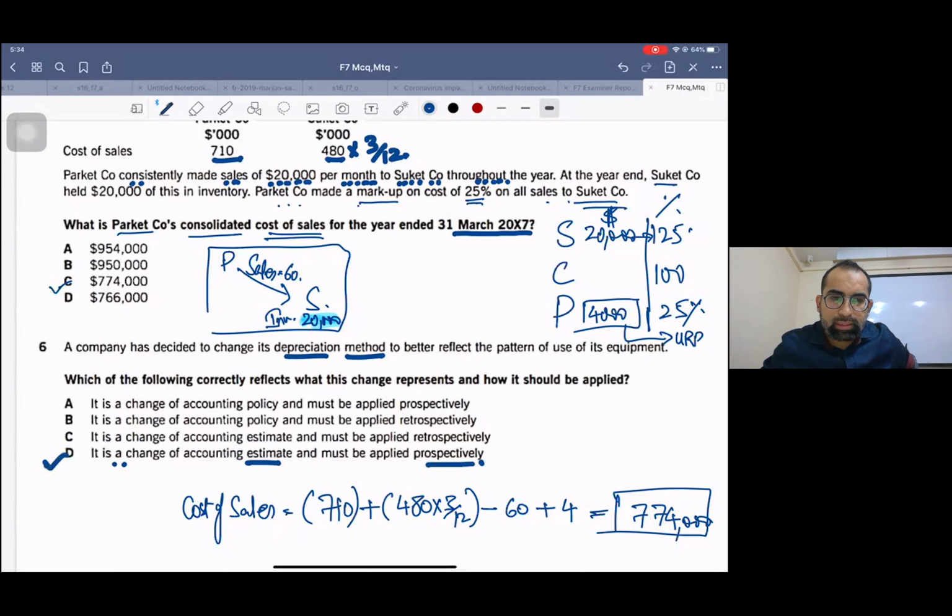For question number 6, the answer is D. Changes from straight line to reducing balance, these all are estimates, and changes in accounting estimates are always adjusted prospectively. I told you this in question number 3 as well. One student is asking, yes, for policy we do retrospective.